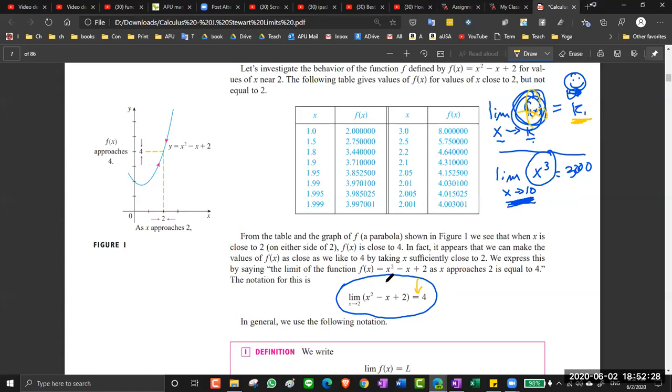x squared minus x plus 2. Yeah, the function has to go after the limit word. It has to come between the limit word and the number. So it has to come in here. So where is it here? It's right here. So what is this function that we're examining? It's f of x equals x squared minus x plus 2.